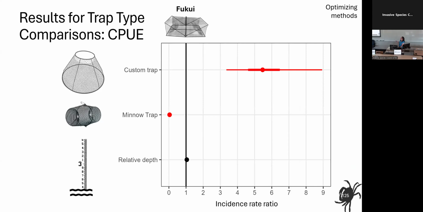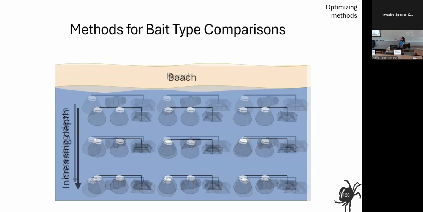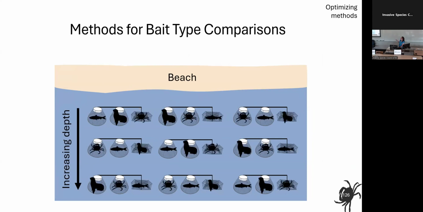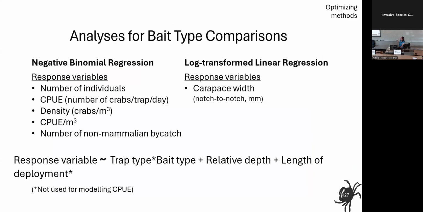So now that we know that our custom trap was the best trap type, we applied it to the second phase, where this is our initial layout for traps. We replaced all of the minnow traps with these custom traps, and then we tested out our 3 bait types. So a reminder, we had herring, sea lion, and green crab, in, again, alternating fashion. Here, I was also able to model mammalian or non-mammalian bycatch, and we only had, again, one mammalian mortality, which was a mink in a Fukui trap once again.